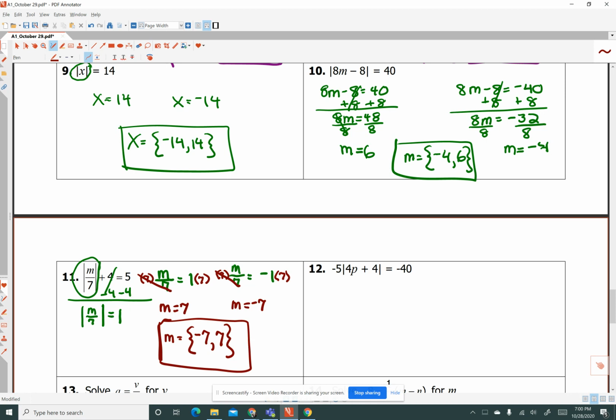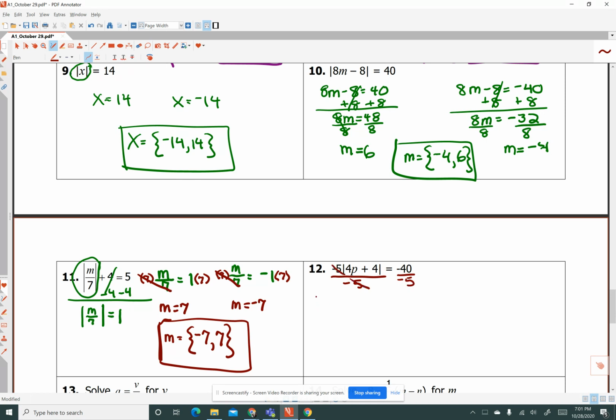Now, I've said this over and over. Let's hope you remember. Do not distribute over absolute value. We do not do this. Okay, so get rid of that. We do not distribute over absolute value. Let's divide that out. Whatever we do to one side of an equation or inequality, we do to the other.